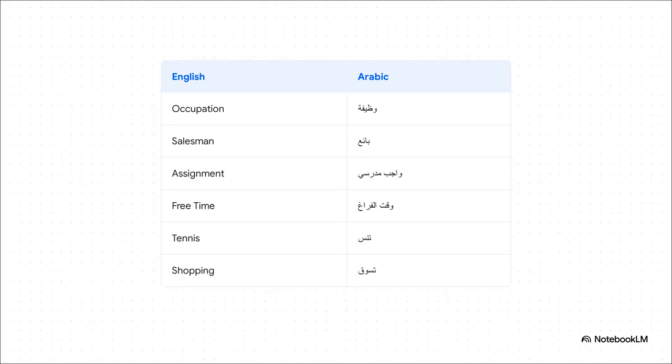Before we finish up, let's just make sure we've locked in some of this key vocabulary. First, we have occupation. That's wadifa. You could ask, what is his occupation? Then there's salesman, which is ba'e. Like in the sentence, the salesman was very helpful. And assignment, wajib midrasi. For example, our English assignment is due tomorrow. We also talked about free time, waqt al-faragh, and activities like tennis, and shopping, tasawwub.